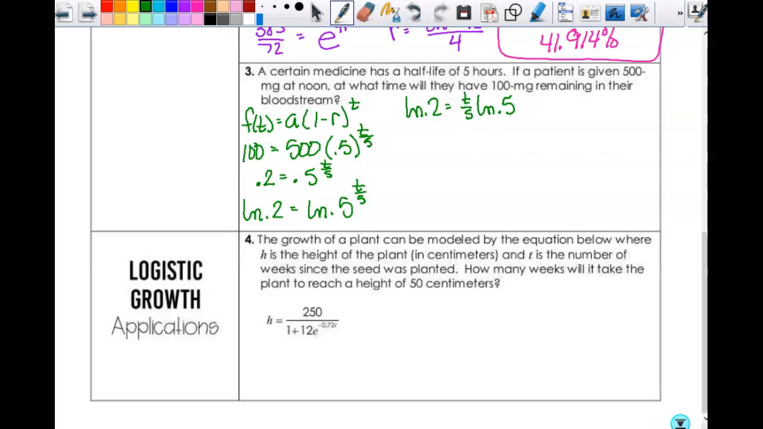Then I would divide by the natural log. So natural log of 0.2 divided by the natural log of 0.5 equals t over 5. Then what would I do? Multiply. Good. So t is equal to 5 times natural log of 0.2 over natural log of 0.5.